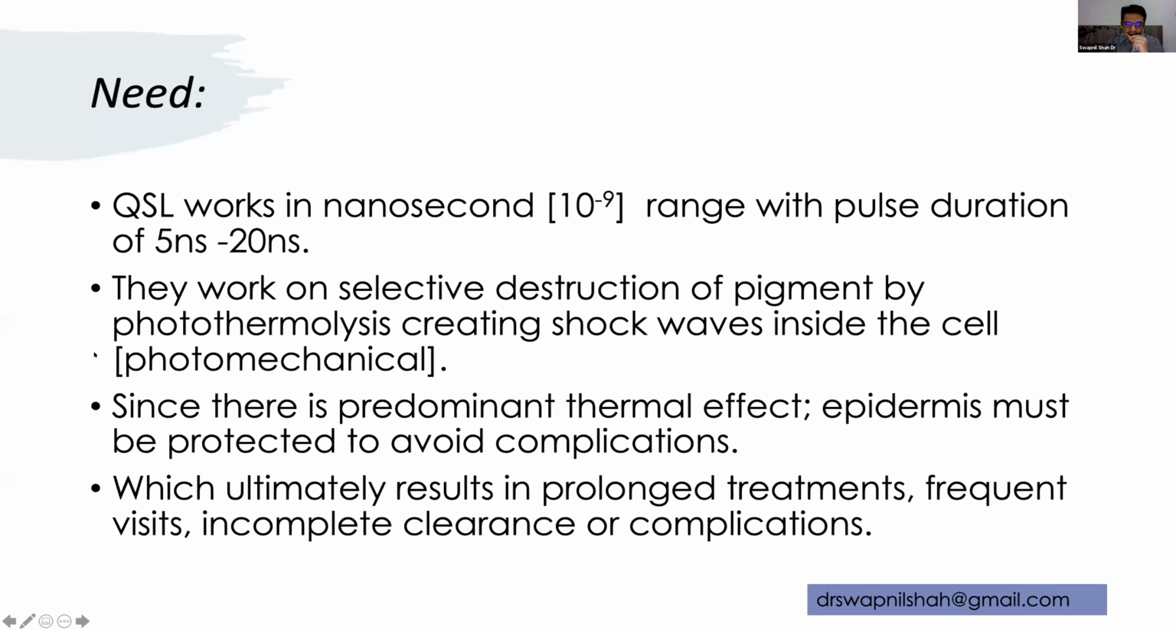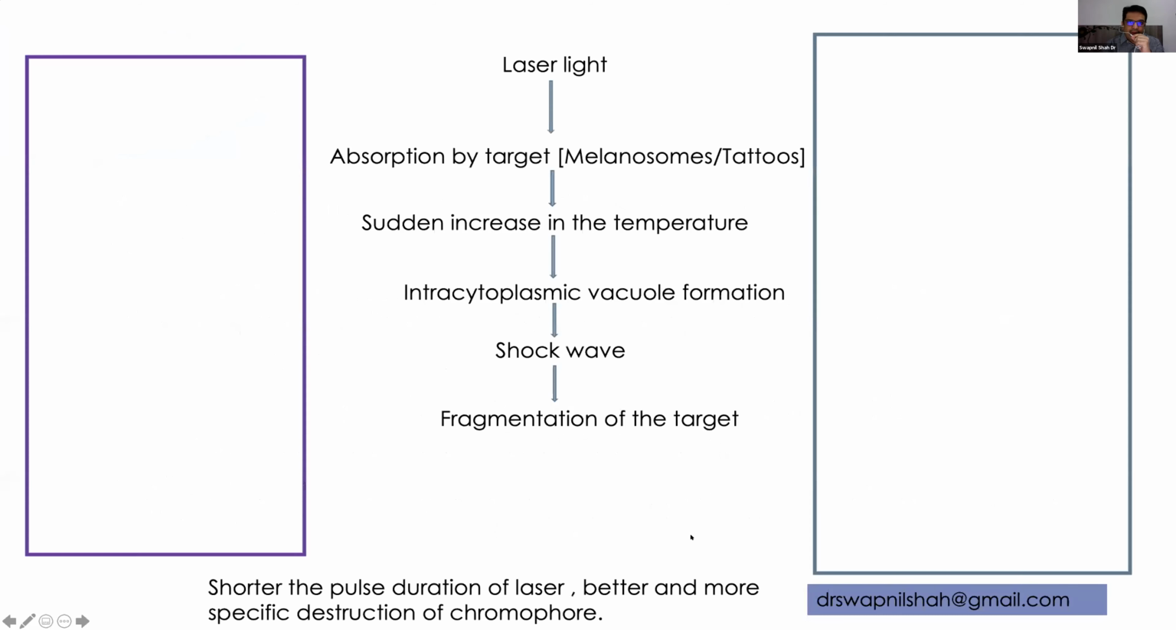And because of this, we have to be careful in choosing lower fluences. And since we choose lower fluences, this results in prolonged treatments, frequent visits to the clinic, many a times incomplete clearance of the lesions. We say that it is 80% clears and 90% clears, and patients want 100% clearance of the lesions, or otherwise if we are aggressive, we may land in complications.